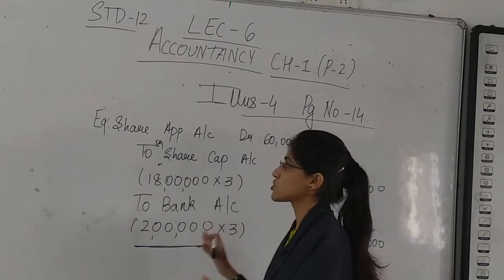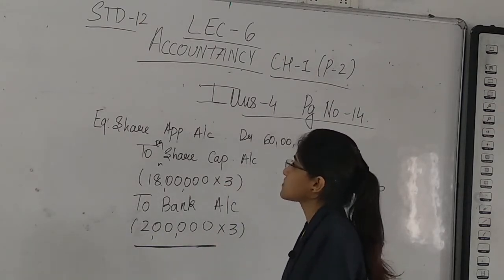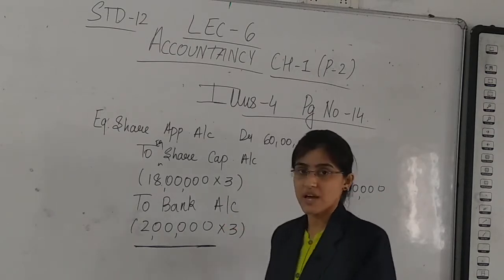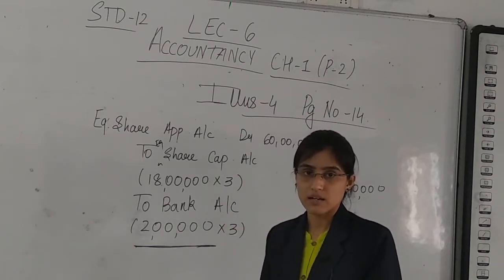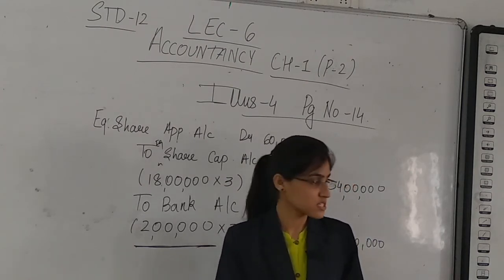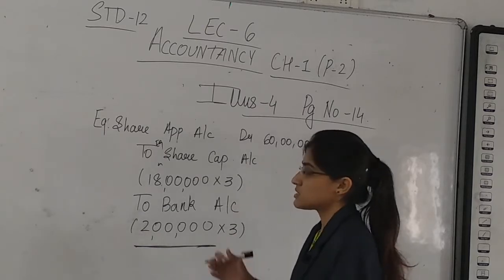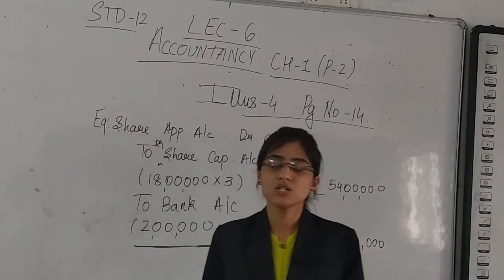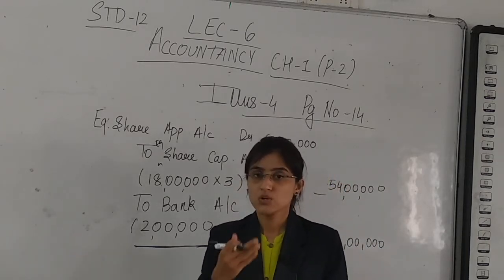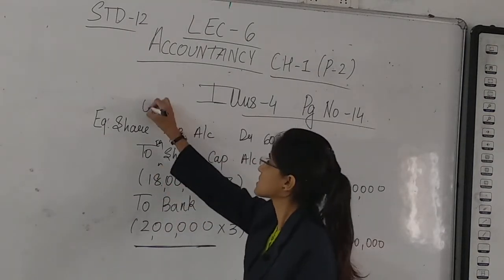This is the combination of two journal entries. Understand? Firstly, I am explaining the journal entry for rejection of shares. How many shares we rejected? 2 lakh. Yes, 2 lakh into 3. The money of application, which is given in your question, 3 rupees. So, what is the journal entry for that? Equity share application account debit to bank account. 2 lakh into 3, 6 lakh. So, 6 lakh.